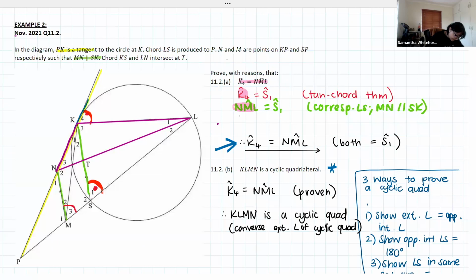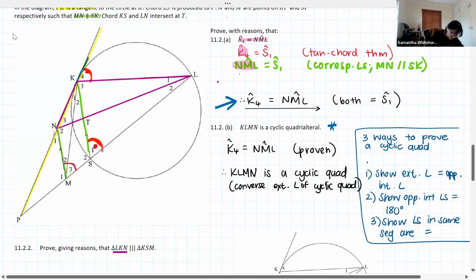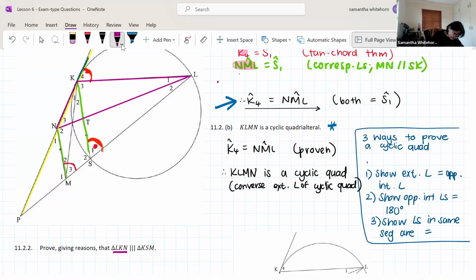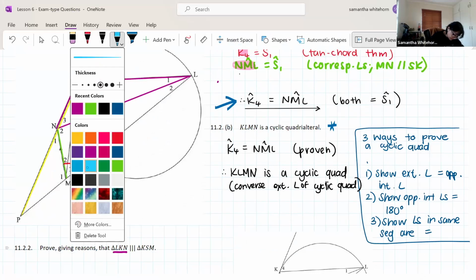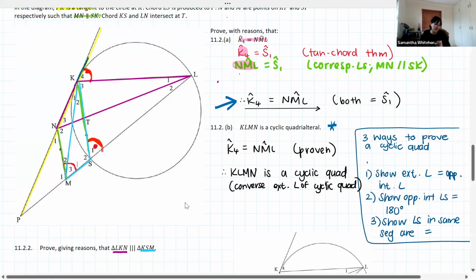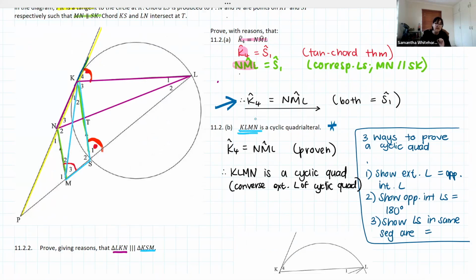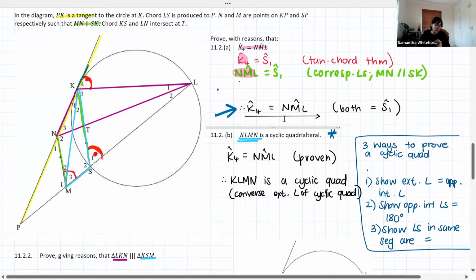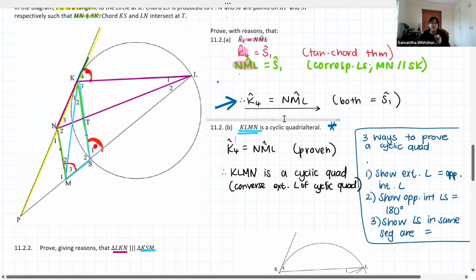Okay, so the purple triangle is similar to KSM, which let's do in blue. KSM is this blue triangle over here. Now what I want you to bear in mind is that you have just proven that KLMN is a cyclic quad. And because you've just proven it, you can use that fact moving forward.